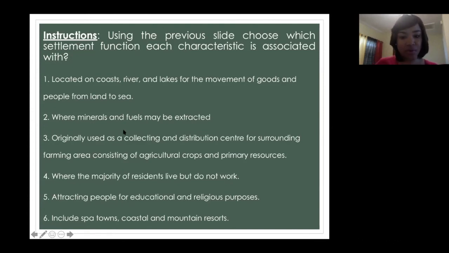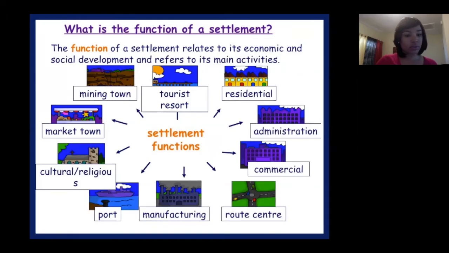Let's do another one. Number 4, where the majority of residents live but do not work. Yes, guys, good job. Residential it is. So in residential communities, a lot of persons travel for work. Those residential communities would be areas where persons simply live.